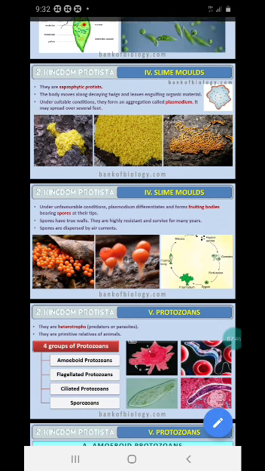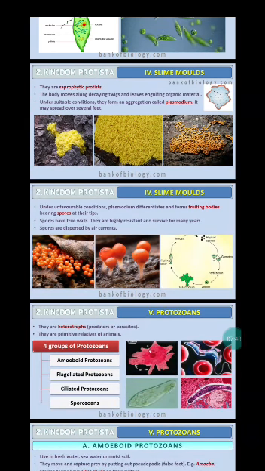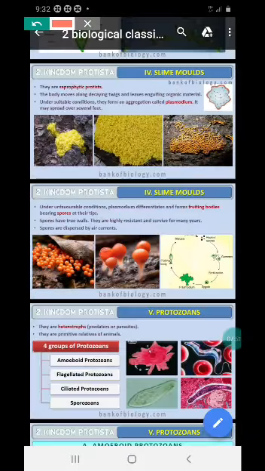And also during unfavorable conditions, these plasmodium differentiates to form fruiting bodies which produce spores. See this one, spores, right? These fruiting bodies bear spores, and these spores are dispersed by wind. They can survive for many years, and when they get favorable conditions, they germinate to form slime molds. They can survive harsh conditions. They have very thick cell walls.